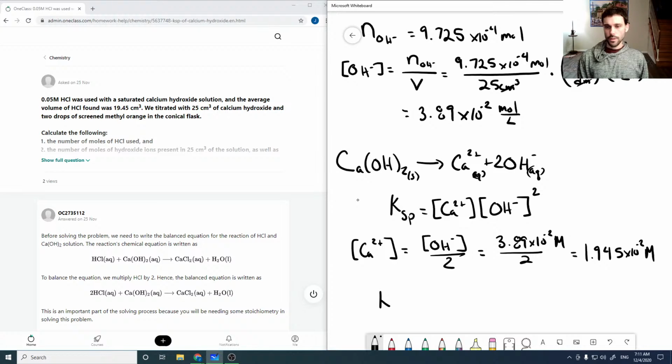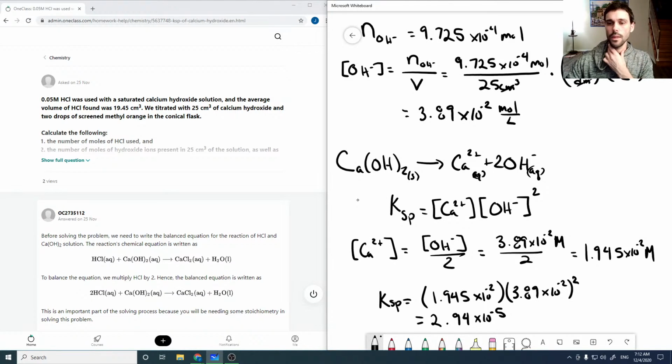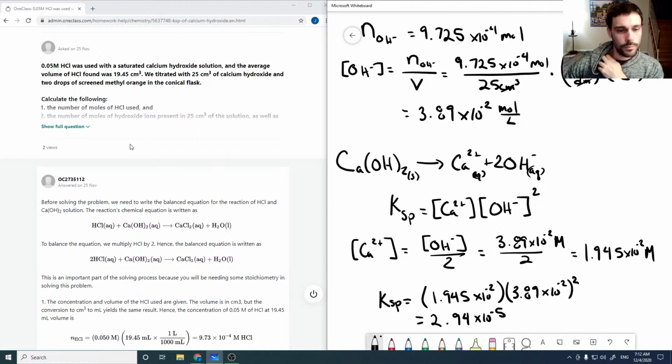Okay, and so our KSP is just 1.945 times 10 to the minus 2 times 3.89 times 10 to the minus 2 squared. And if we work this through, it is 2.94 times 10 to the minus 5. And so there's our KSP. And so I believe that's all 3 parts of this question.